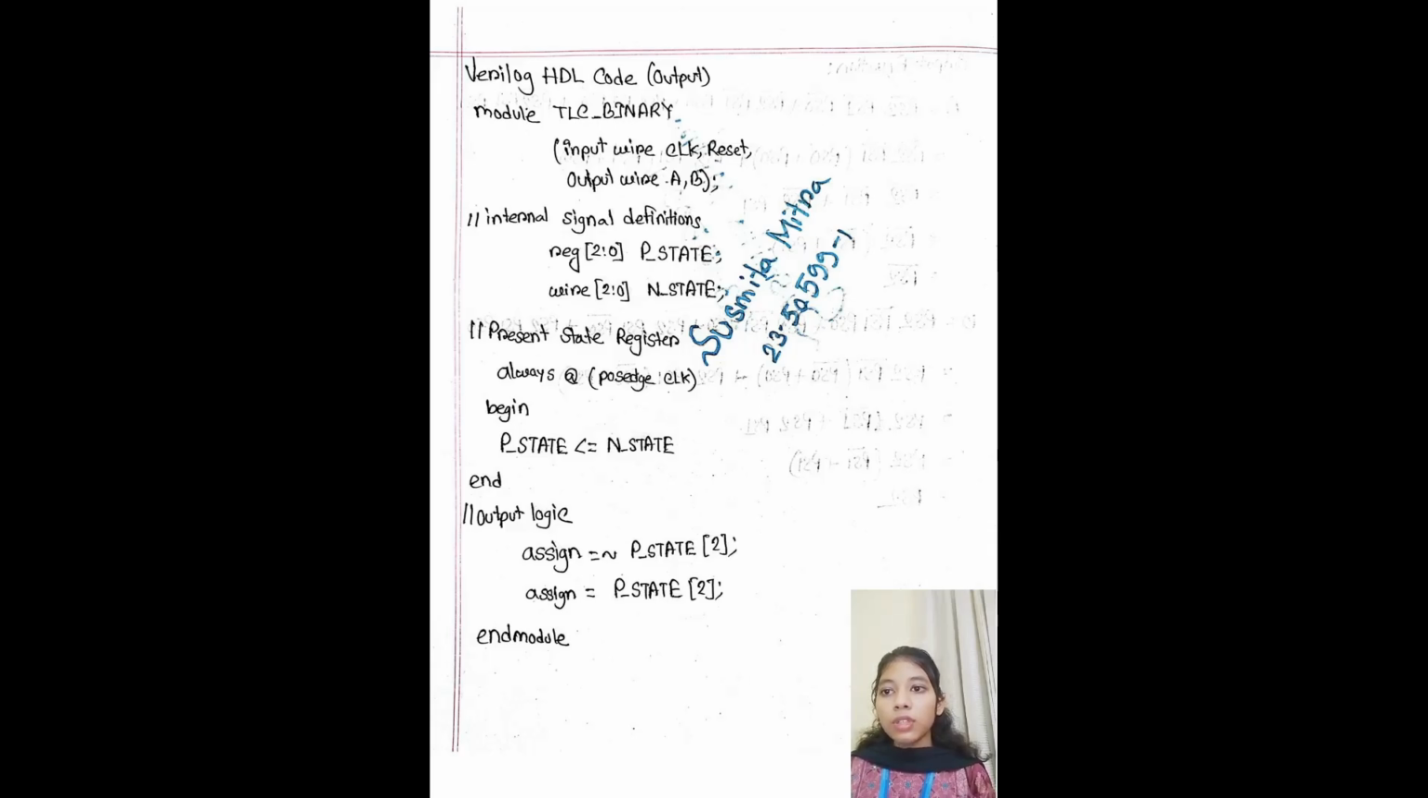The code generates two outputs A and B, where logic is directly tied to the most significant bit of the current state, with A being high when that bit is 0 and B being high when it is 1. This Verilog code essentially implements the FSM logic to generate the required A and B outputs based on the timing requirements.